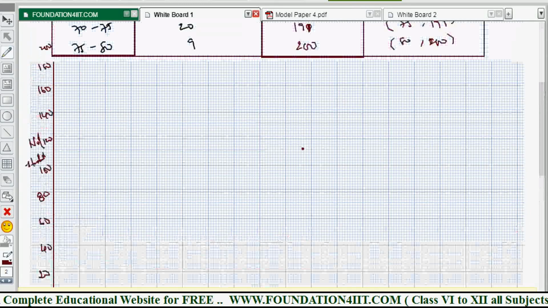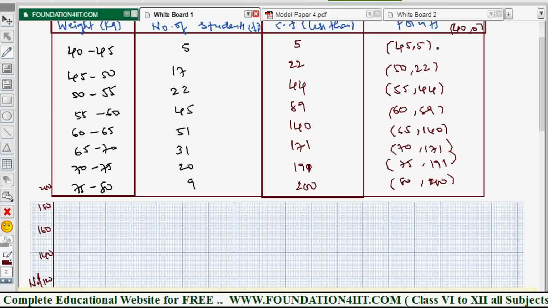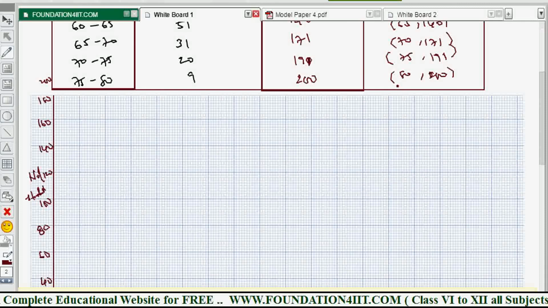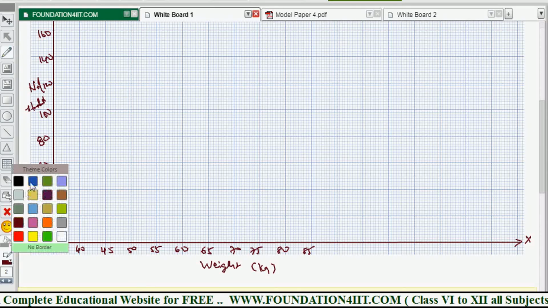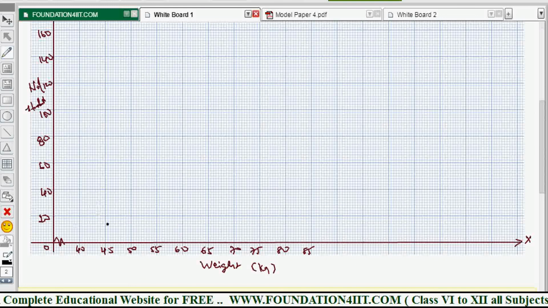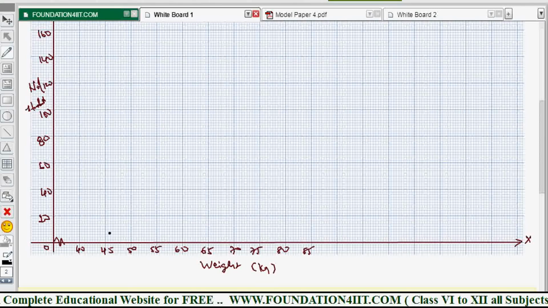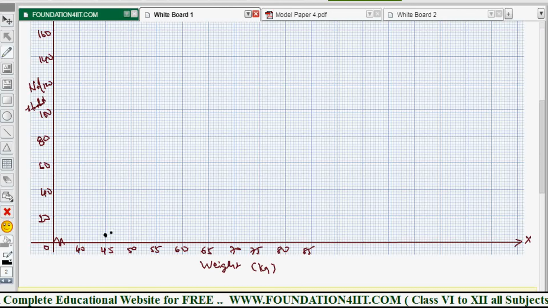According to the points, that is 45, 5, 50, 22. So we'll plot these points. If you take 45, 5: 1 centimeter is 10 millimeters, that means 1 millimeter is 2 points. So if you observe, 45, 5. After 45, second and third middle, 1 point, and 50, 22.